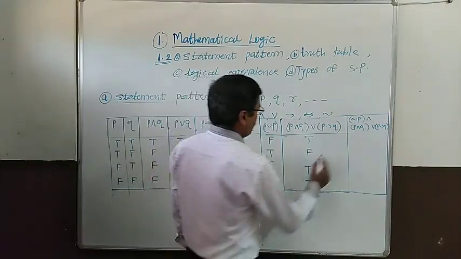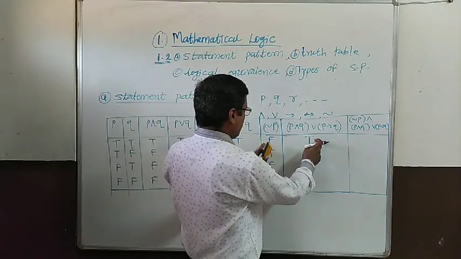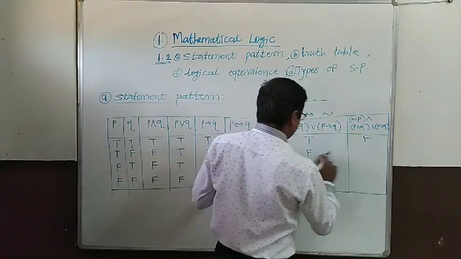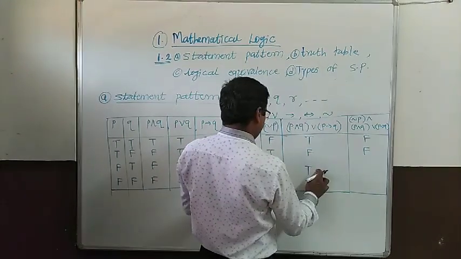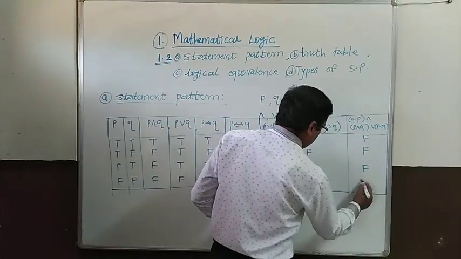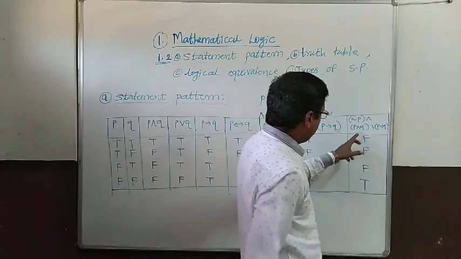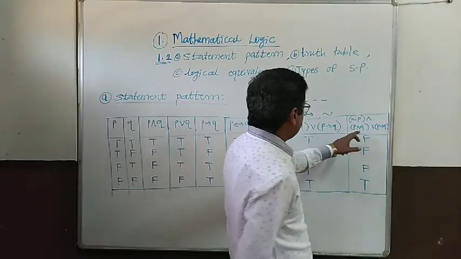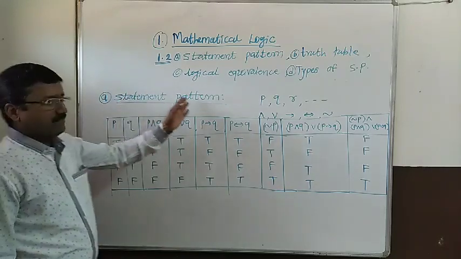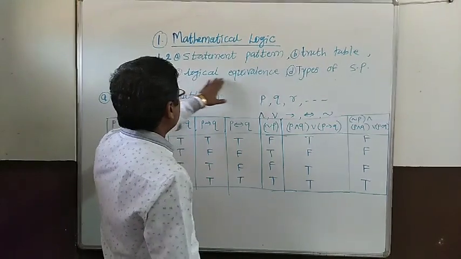Let us find the truth table of this statement pattern. Here we will take the conjunction of these two. So conjunction of these two becomes F. Conjunction of these two becomes F. Conjunction of these two again F. And conjunction of these two is P. So that is the truth column for this statement pattern. So in this way we can form the truth table of the given statement pattern. Okay, let us see the next part, that is logical equivalence.